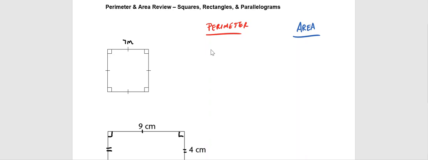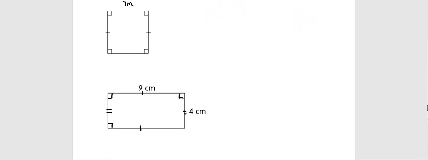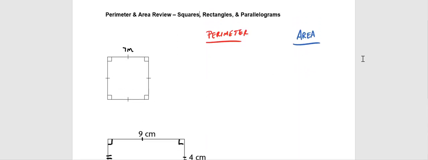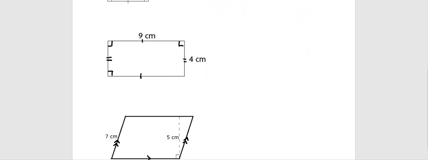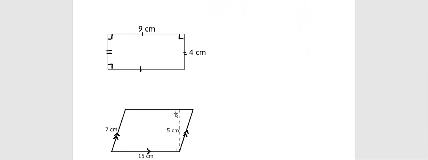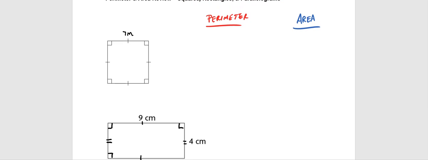The focus of this lesson is going to be to quickly review solving for perimeter of familiar shapes, squares, rectangles, and for that matter, parallelograms. And then to review the area for squares and rectangles, and just make sure that we understand some of the possible confusion that may exist when it comes to finding the area of a parallelogram. So let's get to work.